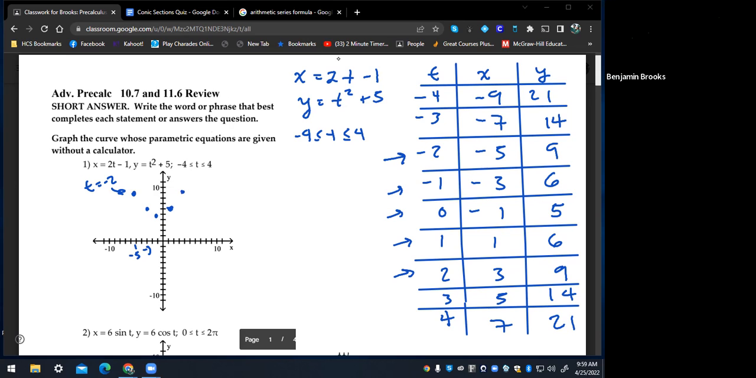It should pretty much look like a parabola, where that's t equals -2, t equals -1, t equals 0, t equals 1, t equals 2. That's it. So just like before, let's go back through the steps. You start with your table, plug in your t values, and go from there. Real simple. Shouldn't be too bad.